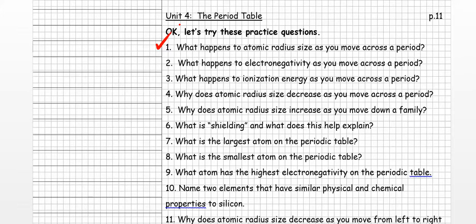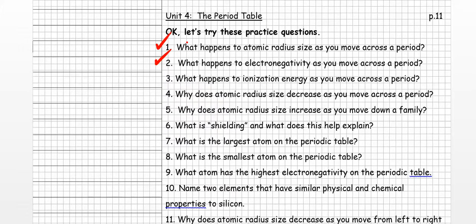Remember, the trend is left to right, electronegativity increases. Now, remember also, however, that neon doesn't have an electronegativity. It doesn't want to pull electrons from anything else because it has the octet. But nonetheless, our answer remains the same. What happens to the electronegativity as you move across the period? It increases. So that takes care of number 2. Let's look at number 3.